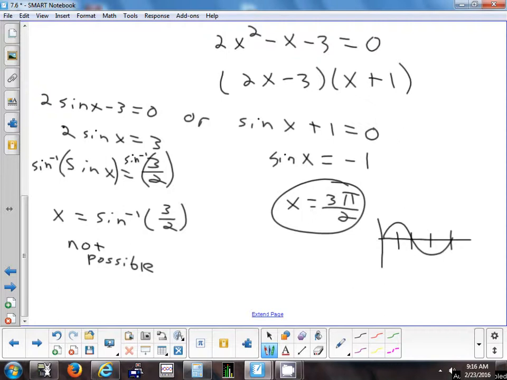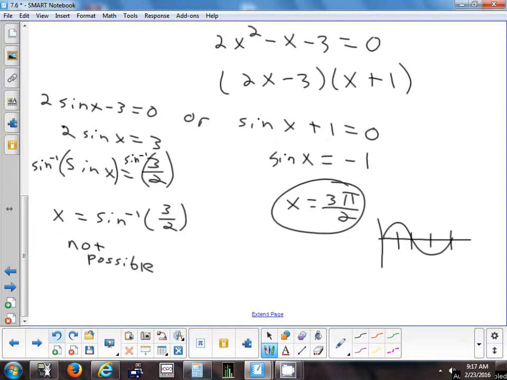Is there any other place that this graph hits -1? No. Okay. So this time, we don't have to think about the ASTC diagram, because I'm looking at the picture and I can see there's only one place that it hits -1. If it was a little higher, then I could see there are 2 places. But anytime it's 1 or -1, the graph just touches it and there's only one spot. So that's the only answer for that problem, 3 pi over 2.